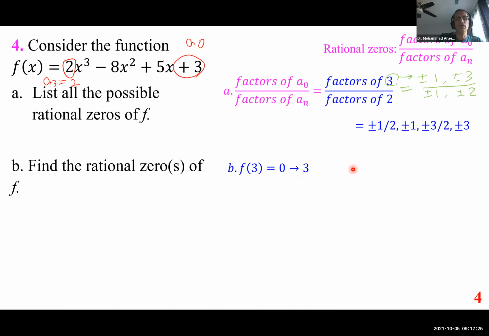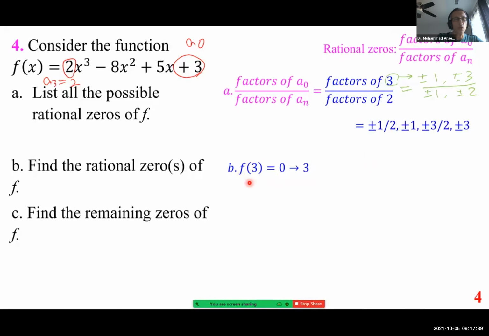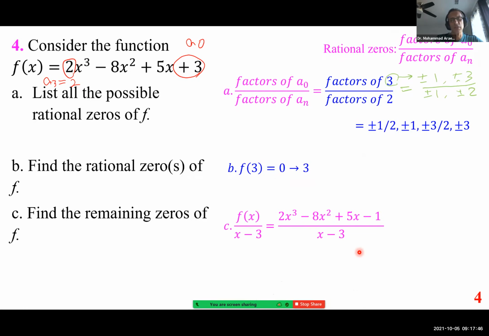So I highly recommend when you have a degree 3, at least find 1 and then continue with the old method. So we are going to divide this by x minus 3, so we want to find the remaining zeros. I'm assuming everybody can do this by any method, long division, synthetic division, either way is fine. And we get 2x squared minus 2x minus 1, and we are going to use factoring or the quadratic formula to find the answer.